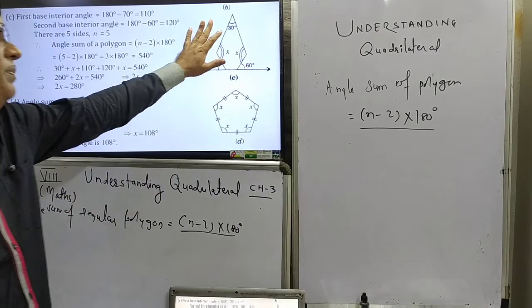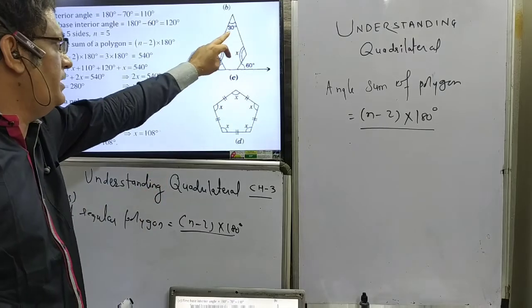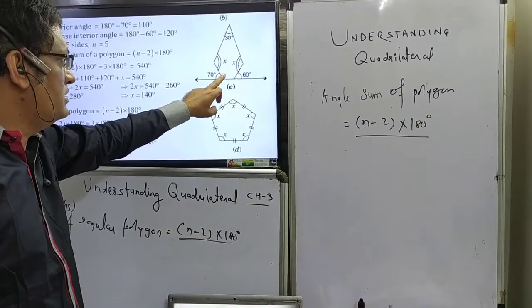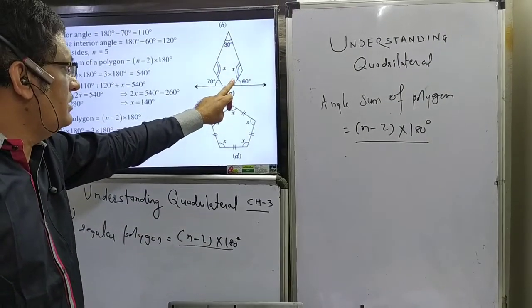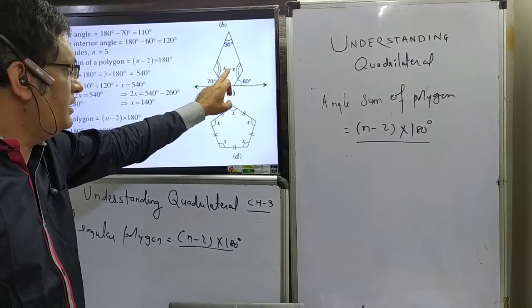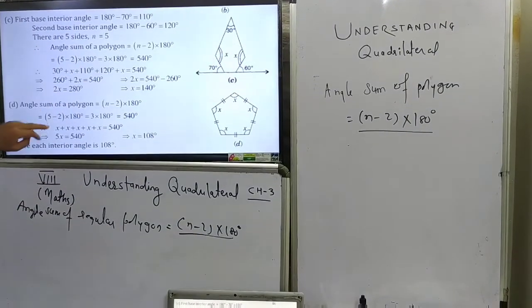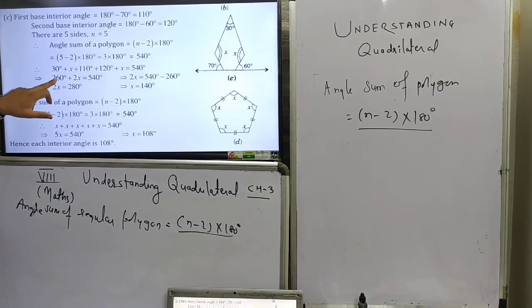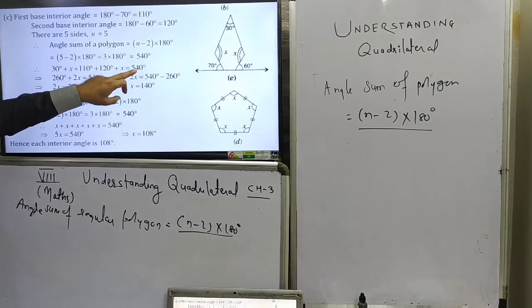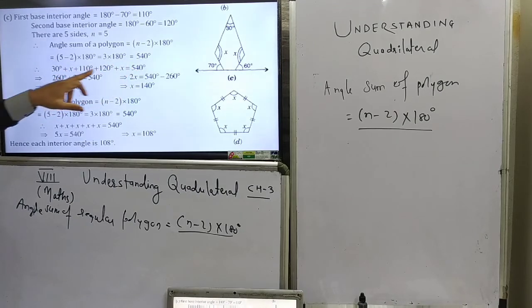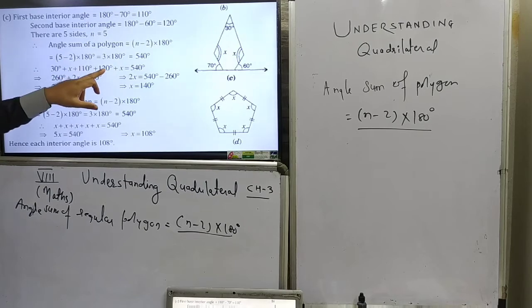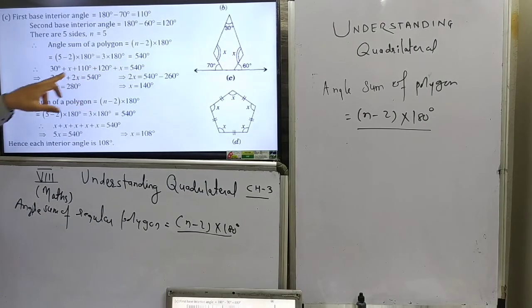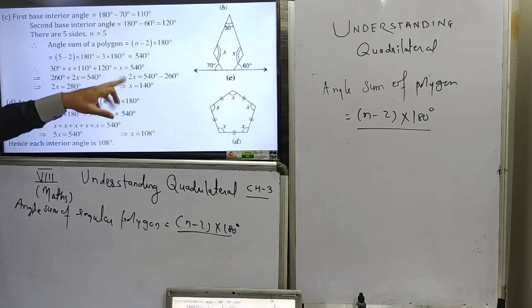Now we have got all 5 angles of this pentagon. This is 30 degrees, this is 110 degrees, this is 120 degrees, and these are the unknown x degrees. The sum of all these 5 is equal to 540 degrees. So this x and this x, that is 2x, and the sum of this 30, 120 and 110 is equal to 260. So 260 plus 2x equal to 540, and therefore x is equal to 140 degrees.